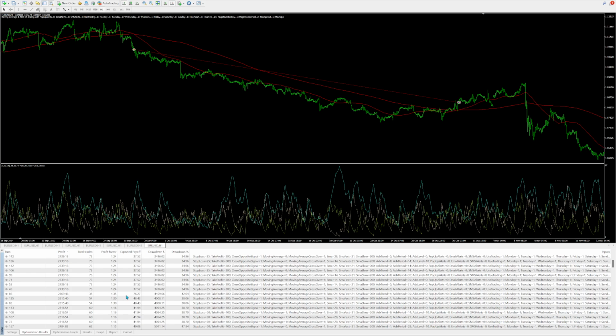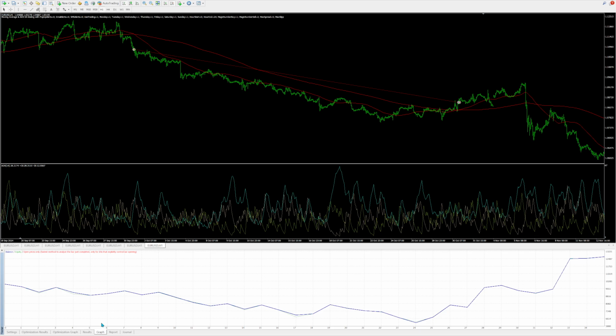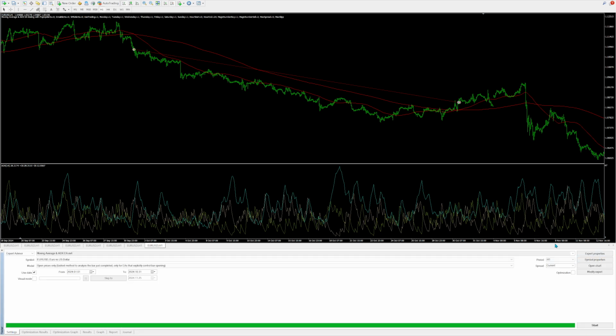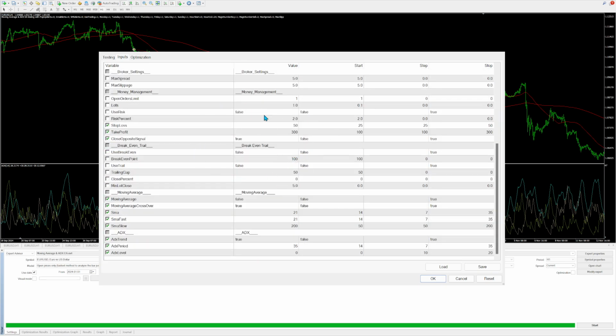You can just go through the settings. When you double click the settings, what will happen is they'll be loaded into here. So double click them, it loads those particular settings there, and you can just click save and create a set file of those particular settings if you want, just so you can load them at a later date onto the chart or perhaps in the strategy tester again.